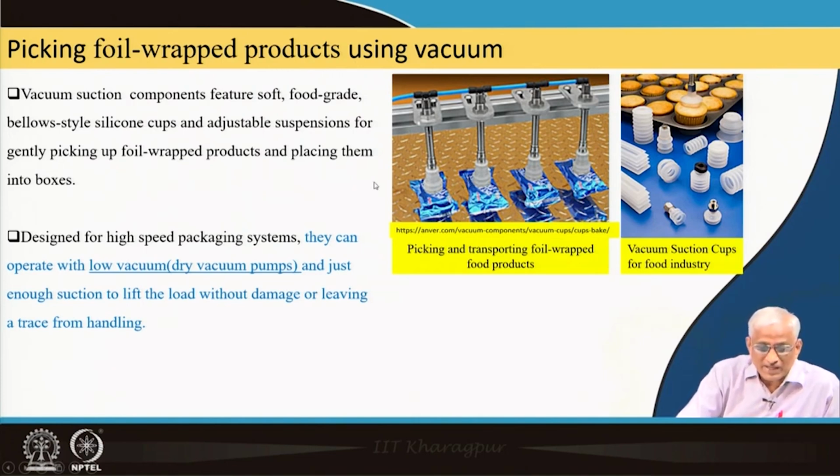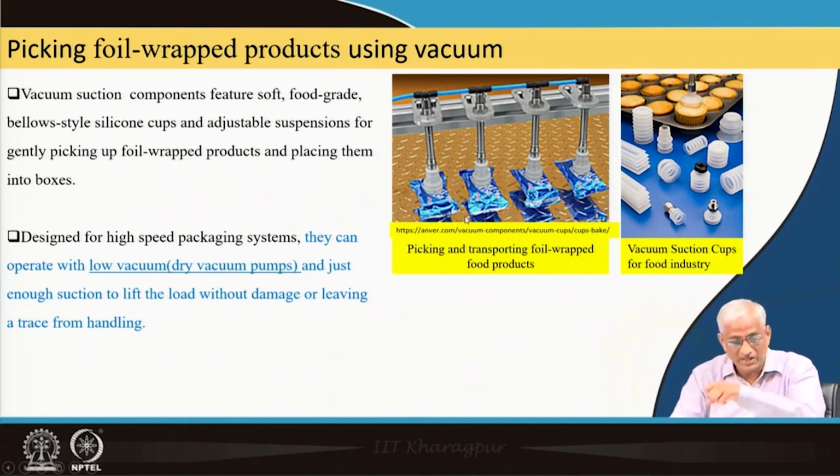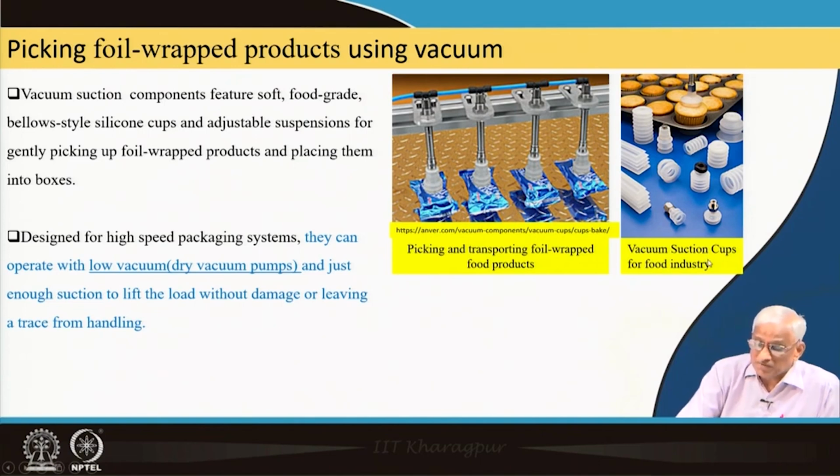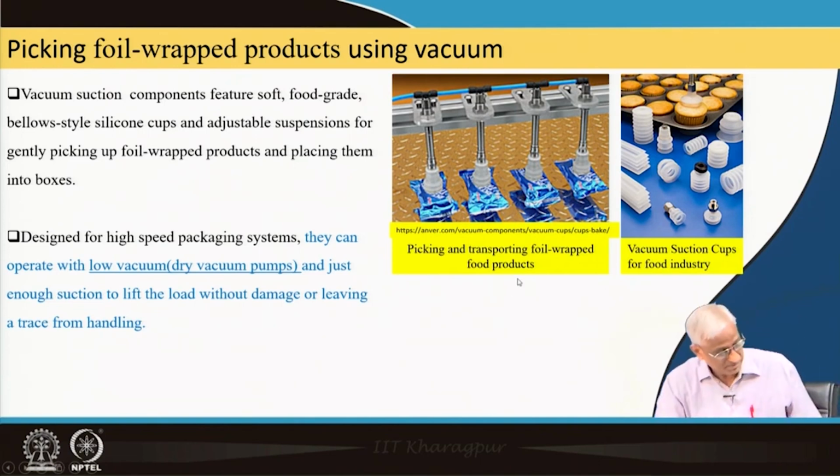So, these suction components are soft food grade bellows style. Why bellows? Depending on the shape, it adjusts to the top surface of this product, okay, and it picks up very gently and transports it. And they are designed for high speed packing and high speed transporting and picking up. This is an automated operation which is very much required in process industries nowadays, particularly in food industries or pharmaceutical industries.